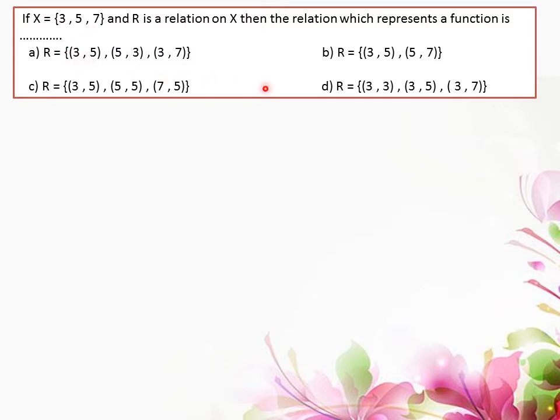Let's see our choices. Letter A: 3, 5 and 3 in the first projection, so 3 is repeated 2 times. B: 3, 5, whereas 7 in the first projection does not exist. C: R equals {(3, ...), (5, ...), (7, ...)}. And D: 3 repeated 3 times. So the correct answer is C. All elements of x appear only once as a first projection.